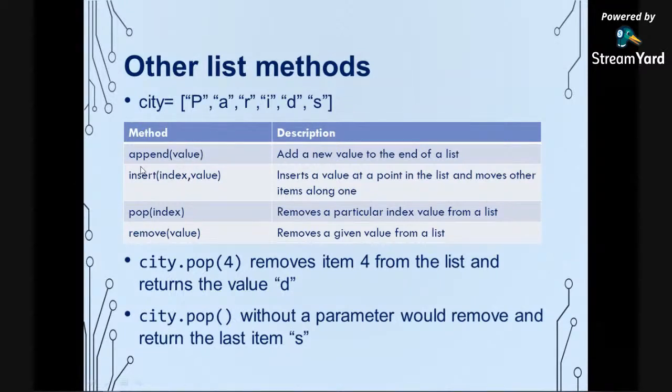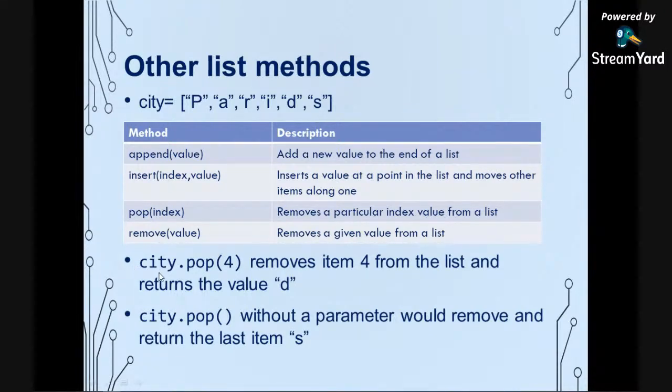There's a couple of other list methods you can use. You can use append value, so you can say, I will append the Stuart onto the end of my list. You can do insert index value. So insert will insert a value, so if you said Stuart or a letter, whatever it is you wanted as your value, and it will add it to the point in the list and move your other items along one. So the point in the list would be index. Okay, and then pop index will remove a particular index item from the list.